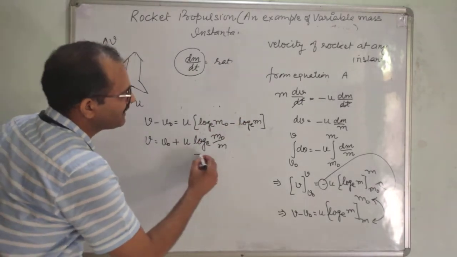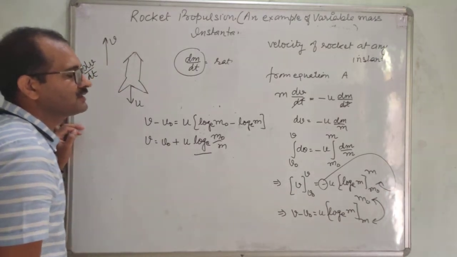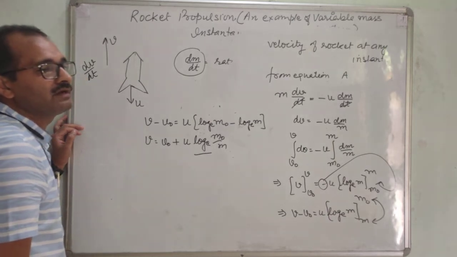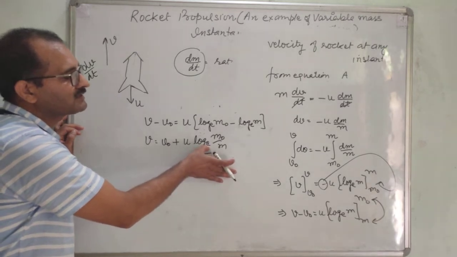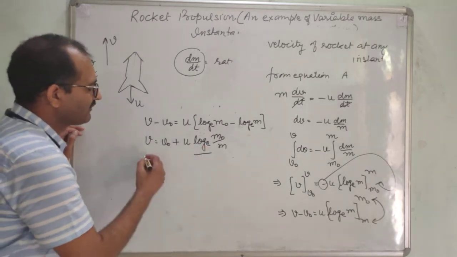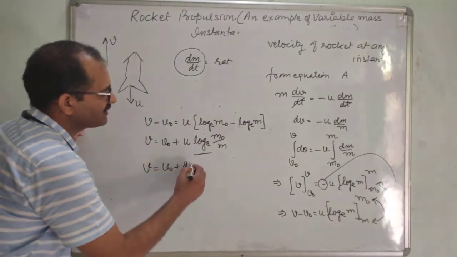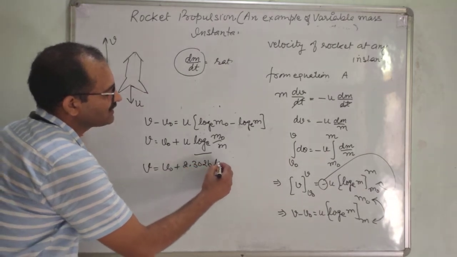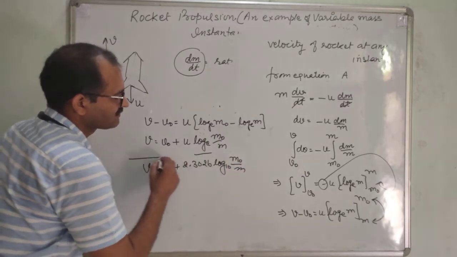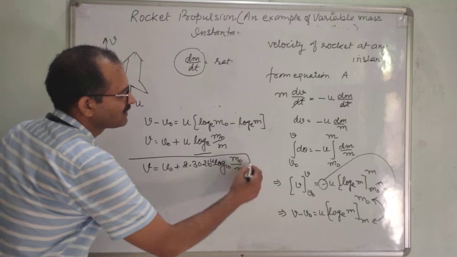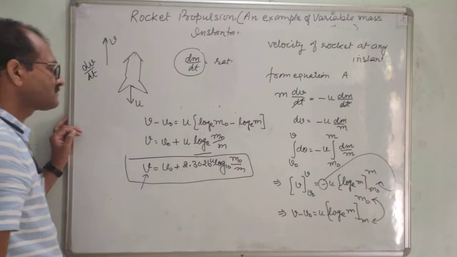This is log to the base e, but the table given in the books is not with the base of the log as e, that is base of the log as 10. Therefore, we are converting it into v is equal to v naught plus 2.3026 u log to the base 10 m naught upon m. ये u आ गया. Therefore, this is the instantaneous velocity.